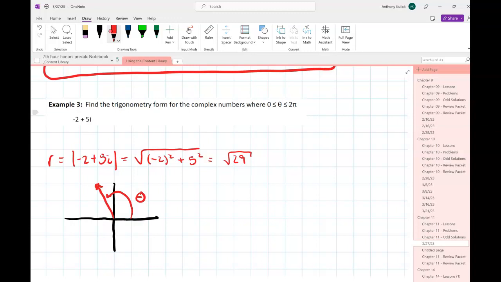I want my answer in radians. I can tell because it tells us I want the theta between 0 and 2 pi. Since there's pi's in there, I know I want a radian answer. So this is like my alpha. So in this case, theta is going to equal pi minus alpha, and alpha is just going to be the tan inverse of the absolute value of b over a.